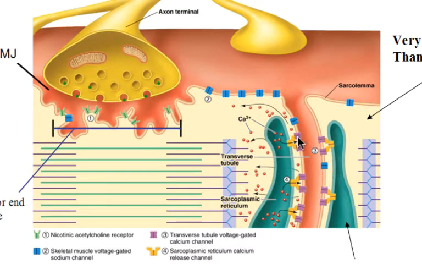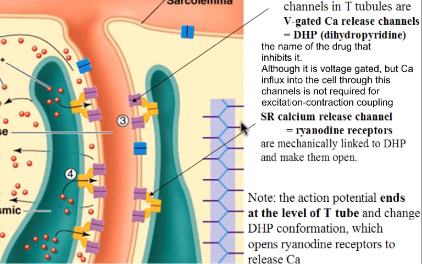At the T-tubule, we have another protein, another channel here. This channel is called dihydropyridine, or DHP. So this is my T-tubule. This is my sodium channel. The wave of depolarization is going to get inside and reach this purple channel, and this purple channel is called DHP, or dihydropyridine. DHP, or dihydropyridine, is a voltage-gated calcium channel. However, no calcium is going to pass through this channel.